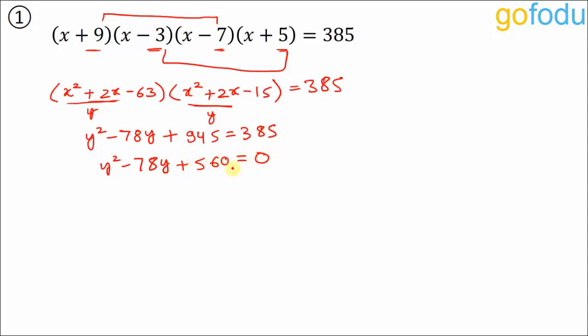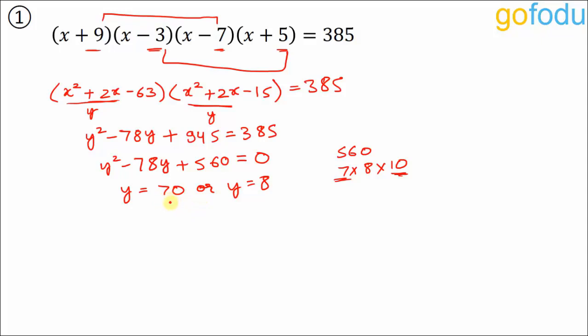Now to solve this equation, we'll multiply a with c, that would be 560. Now we have to break 560 into two numbers such that the product is 560 but the sum is minus 78. So this 560 is nothing but 56 into 10, that is 7 into 8 into 10. If I take 7 tens are 70 and 8, the sum would be 78 and the product would be 560. So we are going to take minus 70 and minus 8 so that the sum becomes minus 78. So y will come out as 70 or 8.